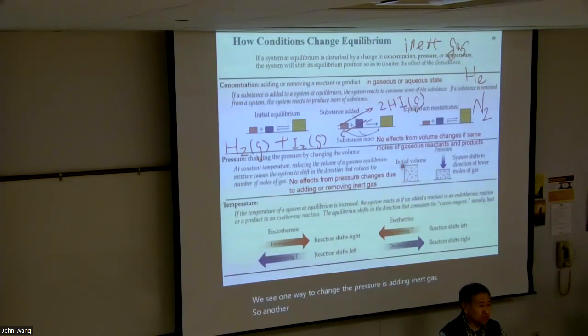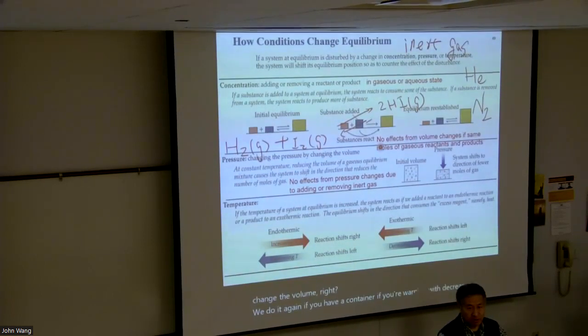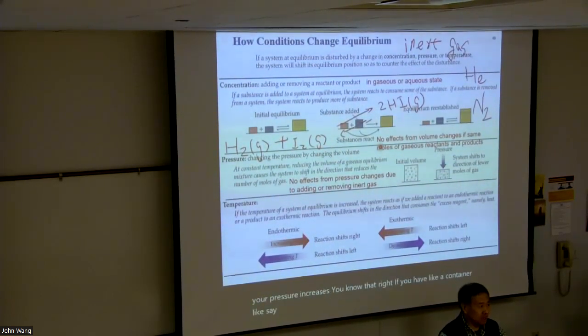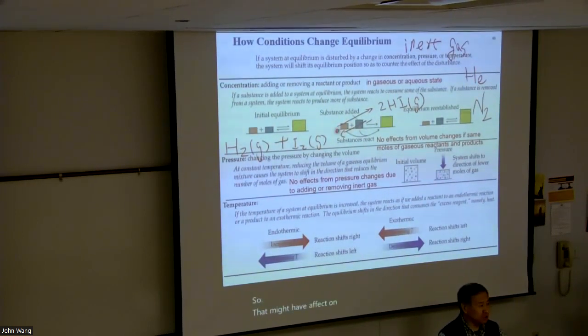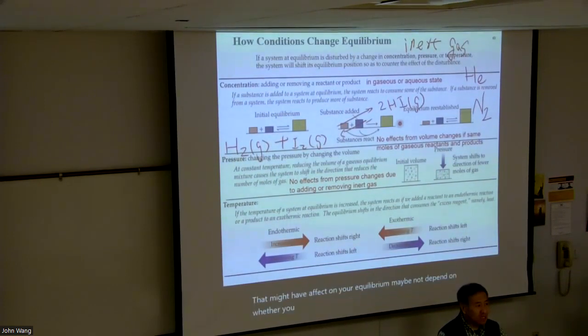Another way to change the pressure of a gas is changing the volume. When you have a chemical reaction, you can have gas in there, and you can change the volume of the container. The pressure will change accordingly. Whether that has an effect depends on whether you have a gas in there, and then on how many gas molecules you have on the left and right. So therefore, what I said.